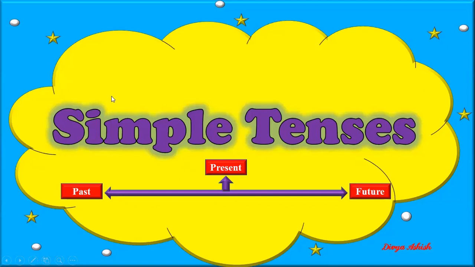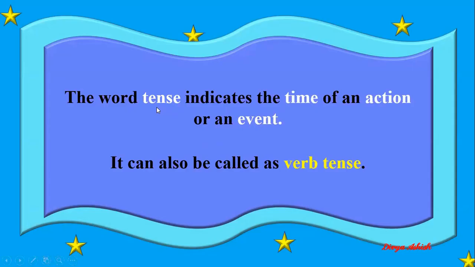Simple tenses. Tenses in English language indicate the time when an action or an event occurs, whether sometime in the past or in the present or in the future. So, children, the study of tenses plays a crucial role in your understanding of the English language and its application, be it spoken or written.